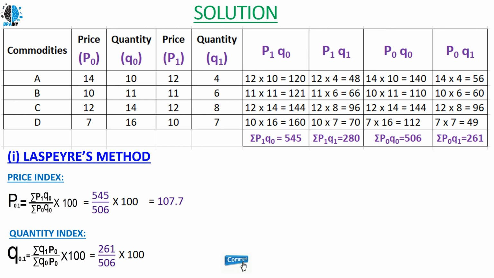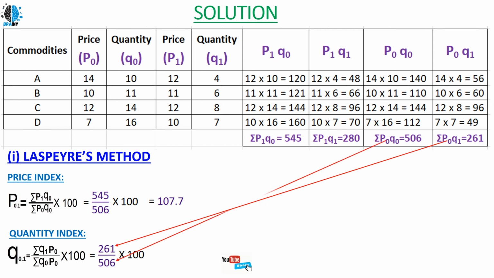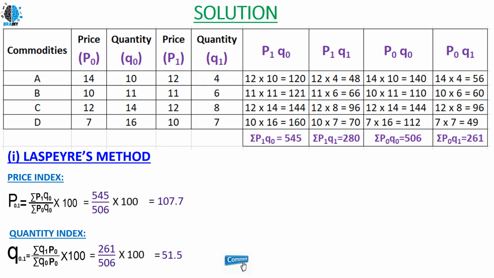In the same way, the quantity index is Q1 P0 divided by Q0 P0, into 100. Here the values are 261 divided by 506. If I do the calculation, I get 51.5. So these are my price index and quantity index under the Laspeyres method.